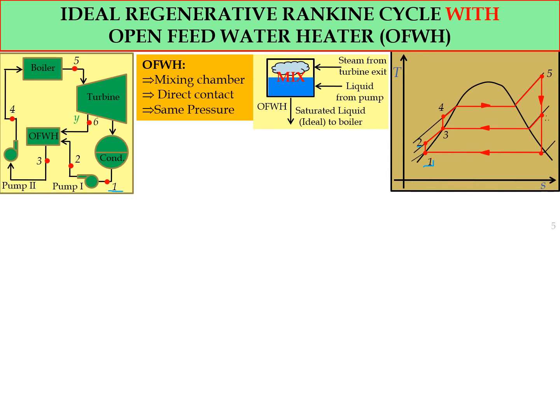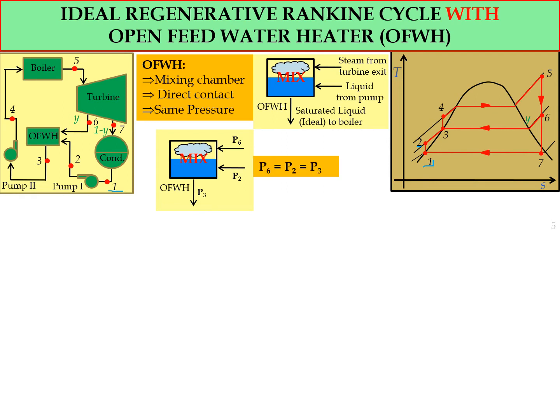And it goes into the turbine and bleeding to the open feed water heater, which is the state 6, and goes into the mixing chamber, and the output of it is state 3. Y percent of the mass will be bled out from the turbine, and the rest of the mass, which is 1 minus y, will go to state 7 of the condenser.